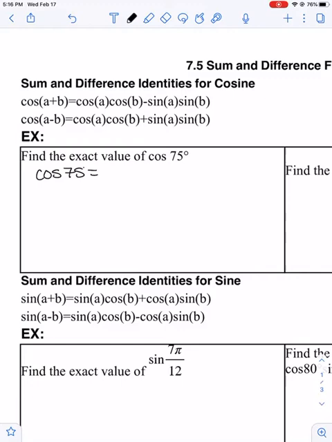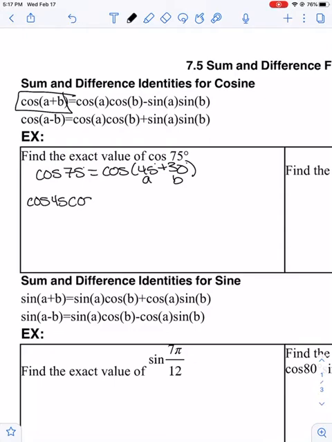So the cosine of 75 degrees, 75 equals 45 plus 30. And 45 and 30 are both on your unit circle. That's why I'm using those and not like 70 plus 5, because we have no idea what cosine 70 or cosine 5 is on the unit circle. So this first number is the A, and the second degree is the B. And then we're using the addition one, the sum formula. So we're just going to plug this in to that formula.